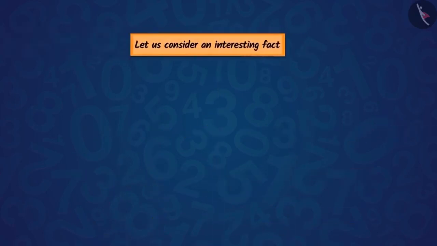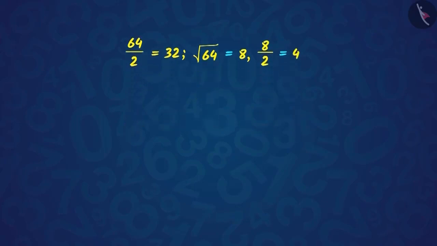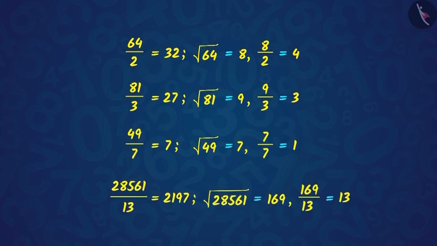Let us consider an interesting fact. Let's divide the number 64 by 2. We get 32 as the answer. Can you guess the square root of 64? Absolutely right. It is 8. Is 8 divisible by 2? Yes. If 8 is divided by 2, we get 4 as the answer. If we continue to do the same with other numbers, what do you observe?